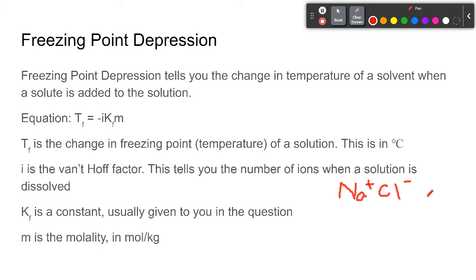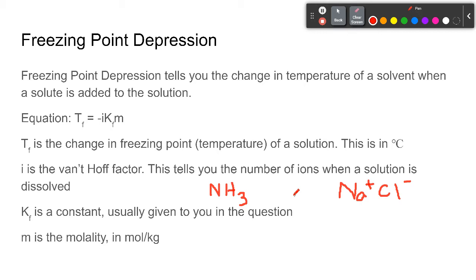If we're dealing with something like NH3, which is ammonia, NH3 is a covalent compound. So covalent compounds don't have ions. And so that would just be a 1. It is its own ion. We don't separate the N and the H3 from each other.